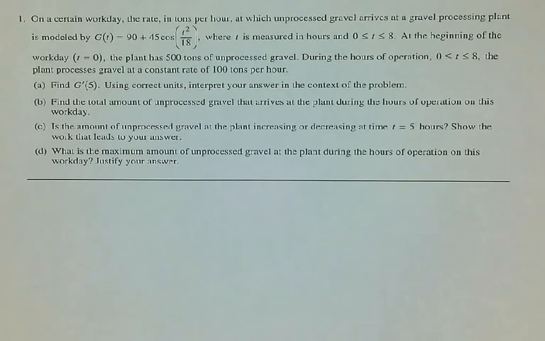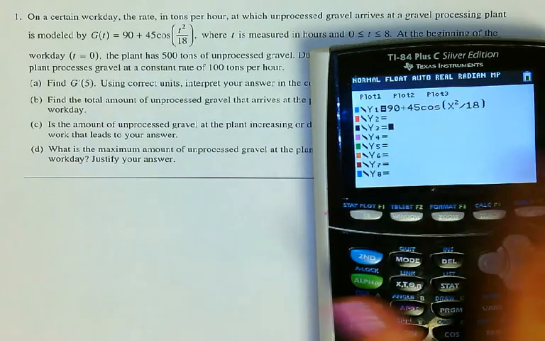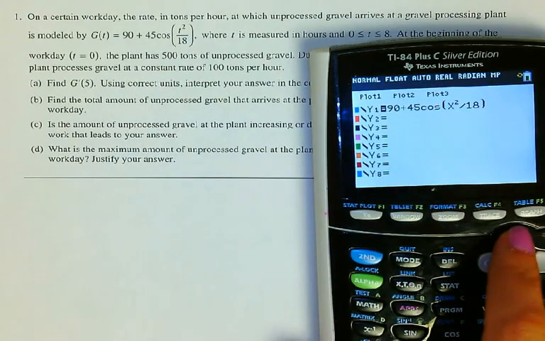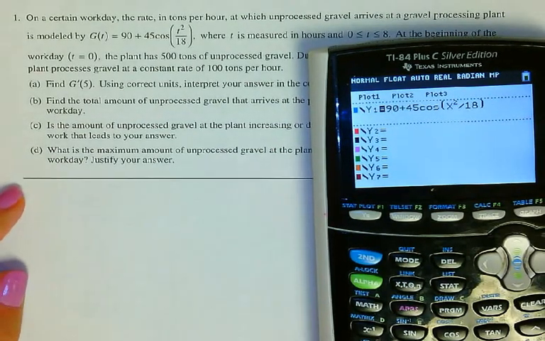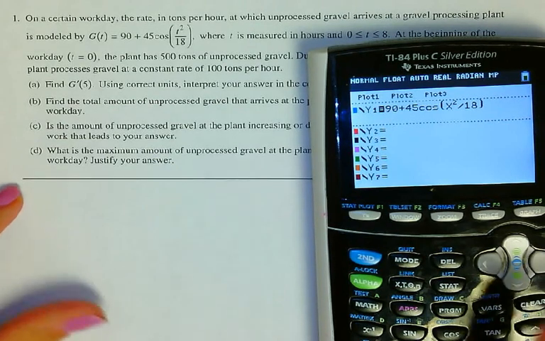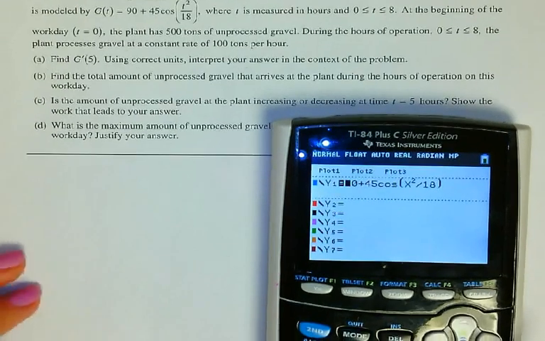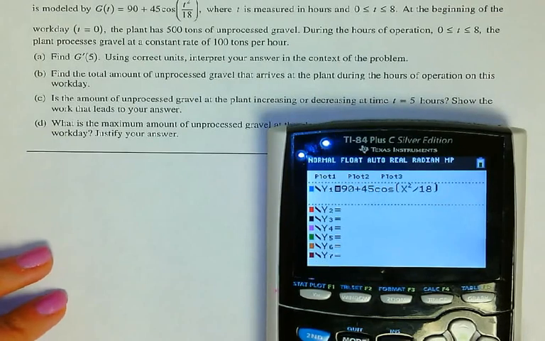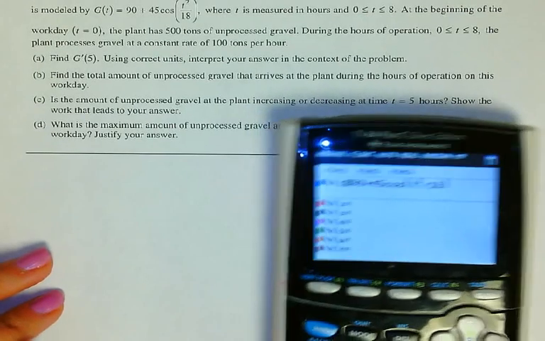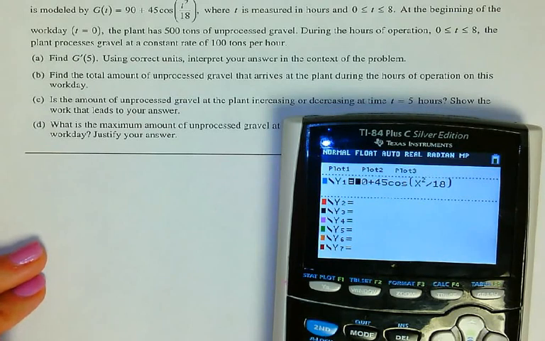So the first thing I would probably do is, in my calculator, go ahead and put that into my y equals, and then make sure that's all typed in there correctly. Again, the calculator's in radian mode for the whole BC exam. So I would put that in there to start. And then it says that the plant has 500 tons of unprocessed gravel at the beginning of the day, and it is processing at a constant rate of 100 tons per hour.